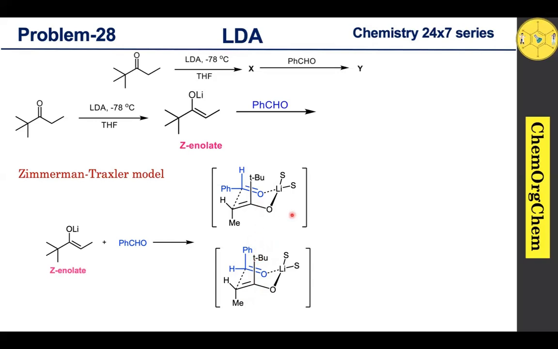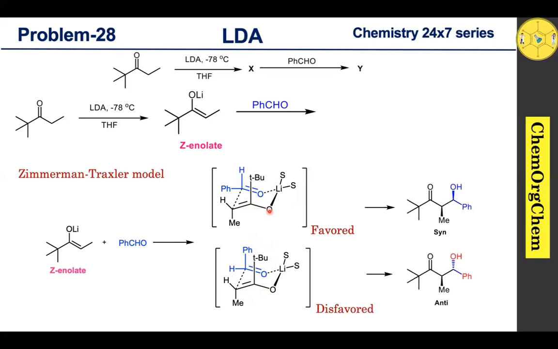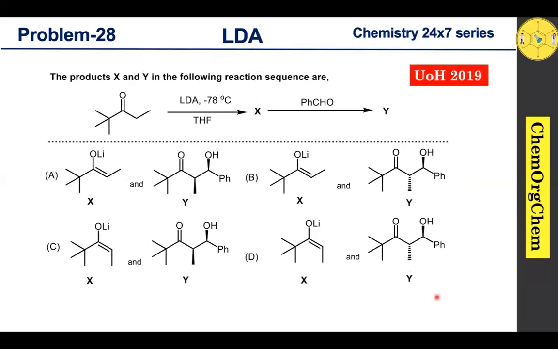Based on that, this transition state is favored. The favored transition state readily produces the corresponding syn-aldol product. The disfavored transition state produces a minor amount of anti-aldol product. So based on our discussion, we can easily say that answer A is the correct option for this question.